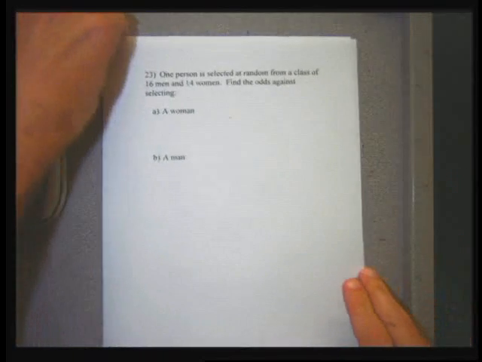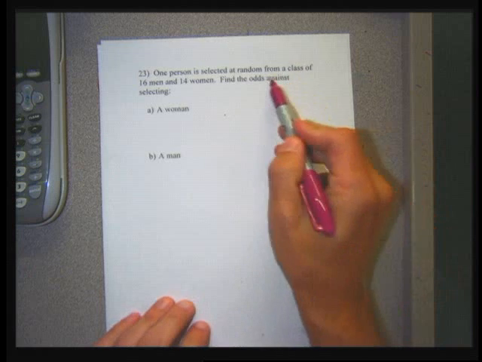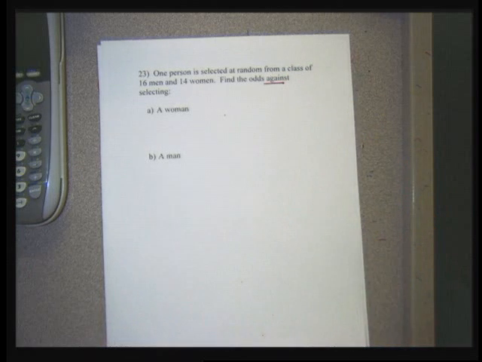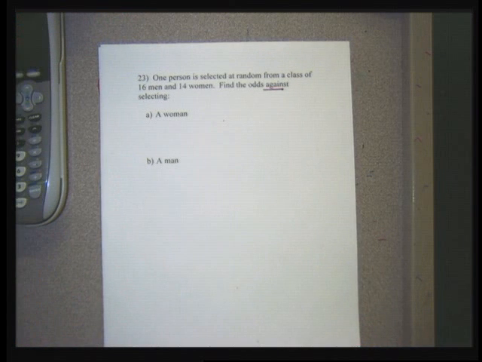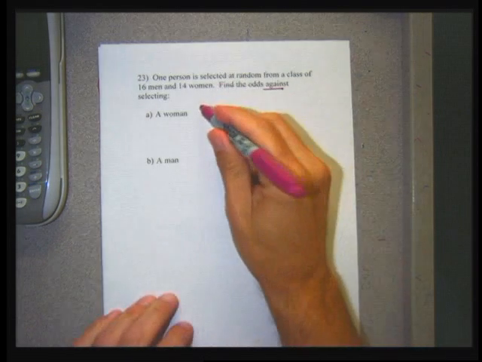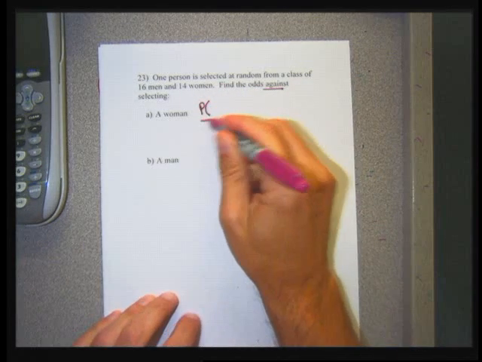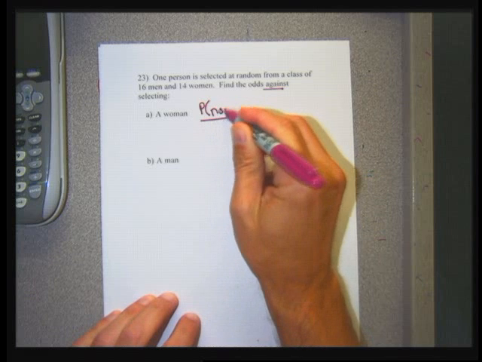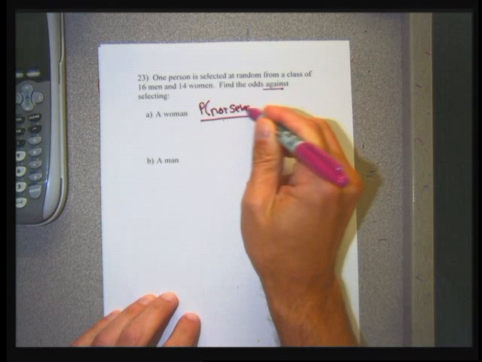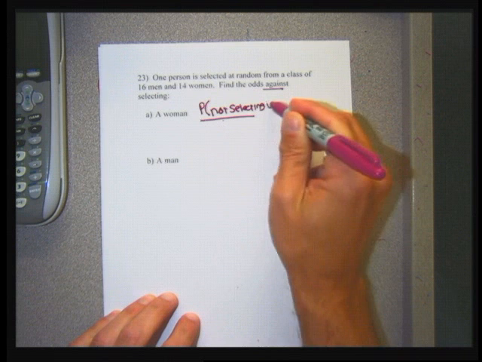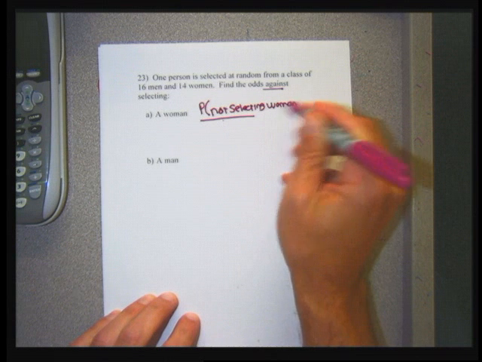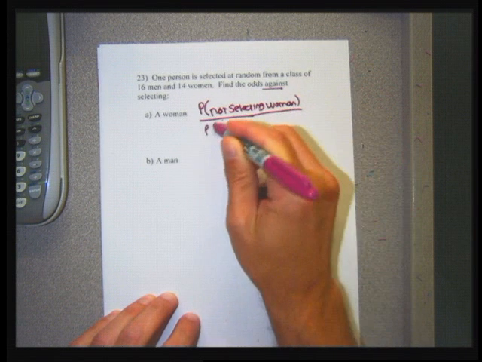Okay, so more odds and odds against. So if you pause and do 23 ahead of me, you're doing a good job. So the odds against selecting a woman is going to be the probability of not selecting a woman divided by the probability of selecting a woman.